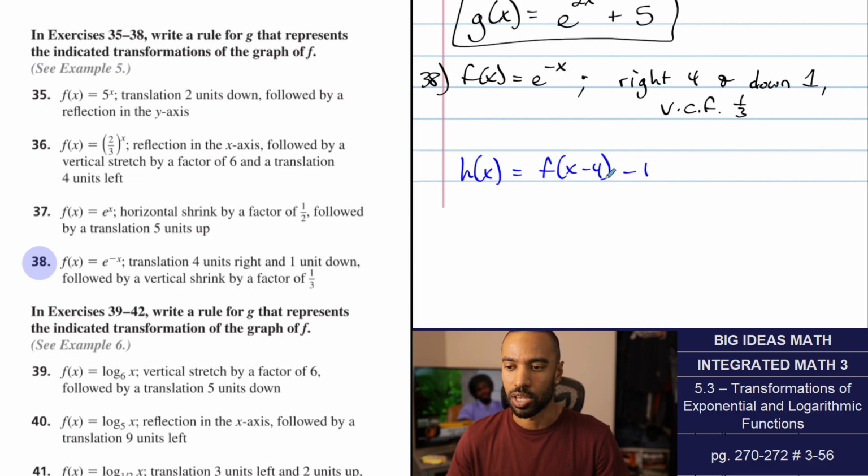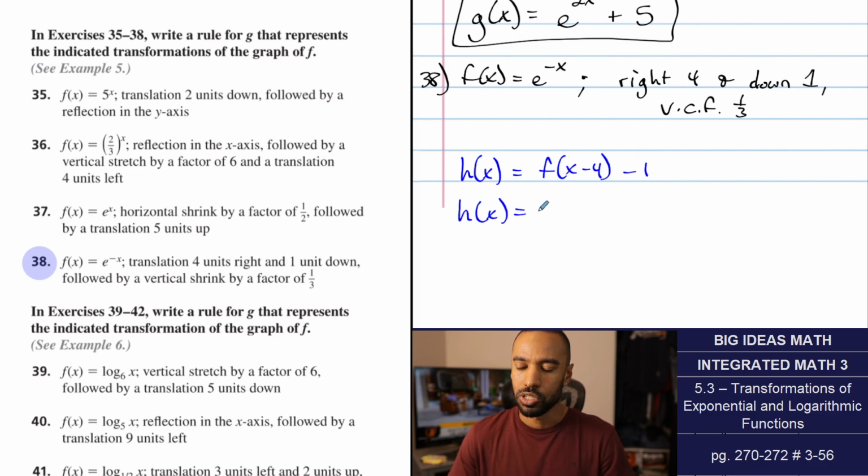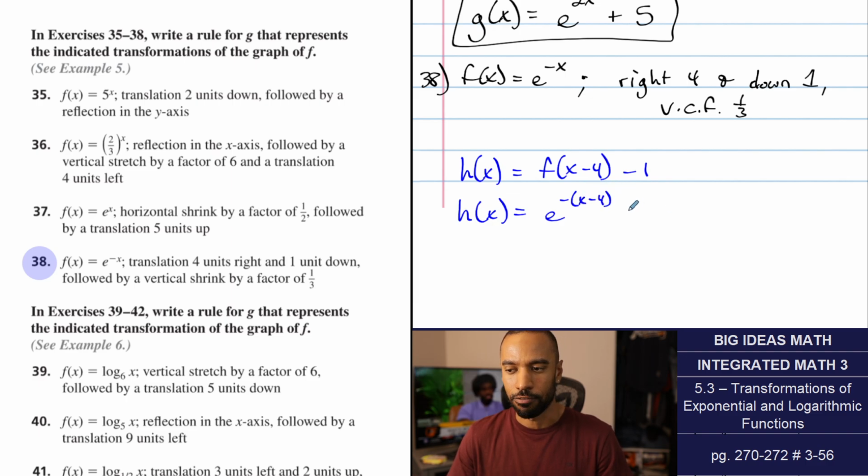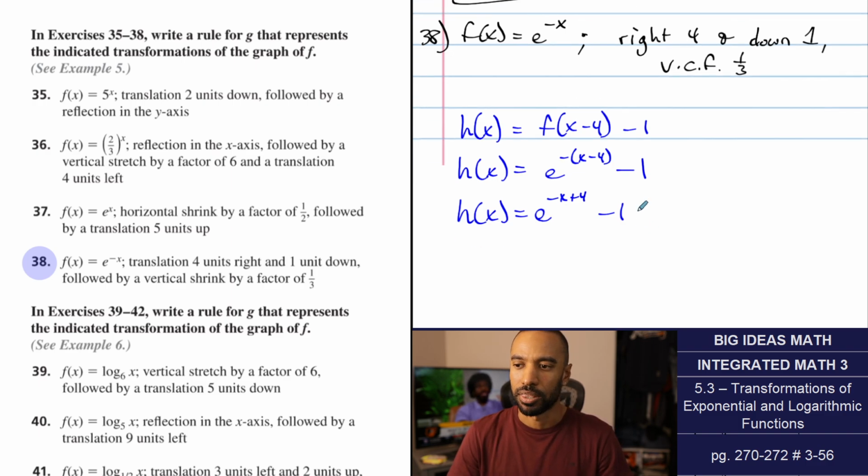And then the down 1 is on the outside here. So this is going to be e to the negative, and x minus 4 is inside like that in factored form. The minus 1 is still outside there. And if you'd like to simplify that, that would say e to the negative x plus 4 like that, minus 1. Your call, but that's what you can do.